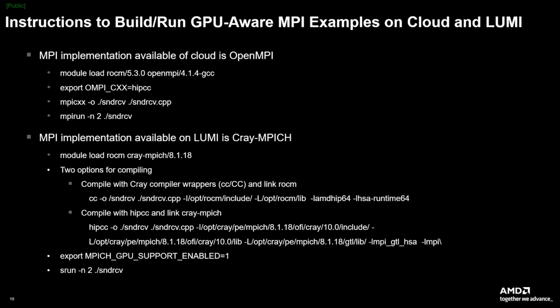The other option that we have is to compile with hipcc and link cray-mpich. Here I'm compiling with hipcc, and I'm including the include directory of cray-mpich, and also I'm linking cray-mpich. For supporting GPU-aware communication, we also need to link the GTL library from cray-mpich. And then for adding support for GPU-aware communication, we need to set this environment variable, MPICH_GPU_SUPPORT_ENABLED, to 1, and then we can run the code using srun.